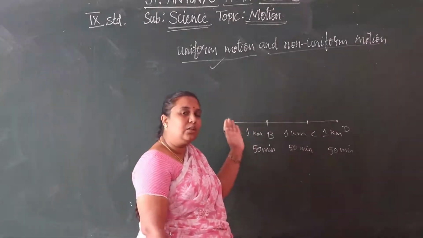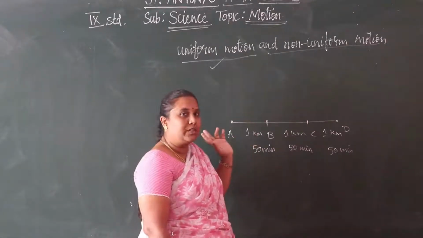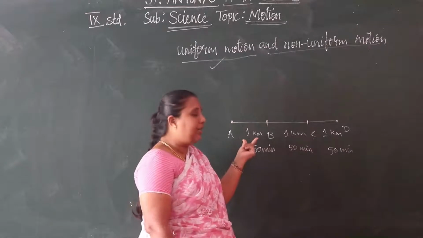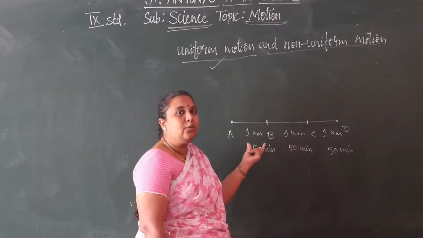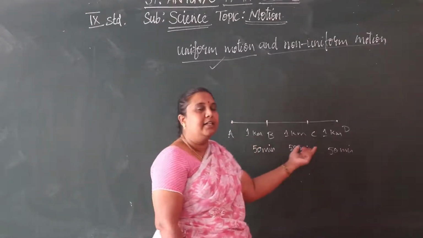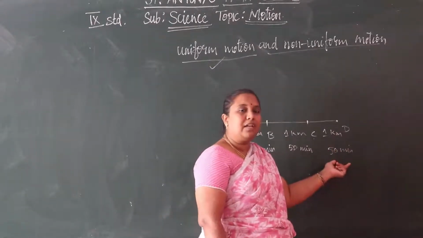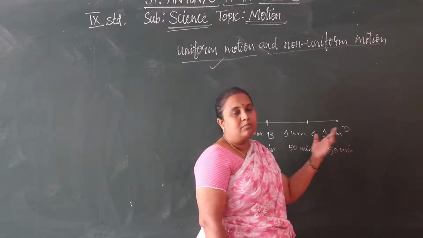Understood, children? First you should understand the concept, and after that you can write it in your own words. What is uniform motion? When a body travels equal distance in equal intervals of time, we can say it is uniform motion.